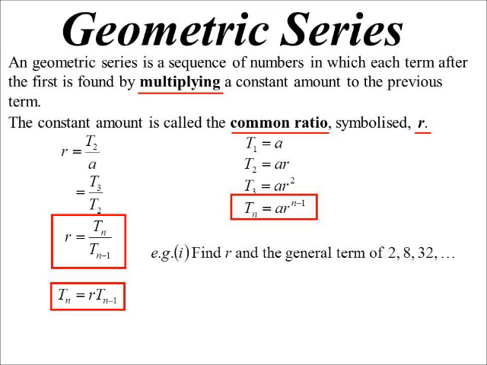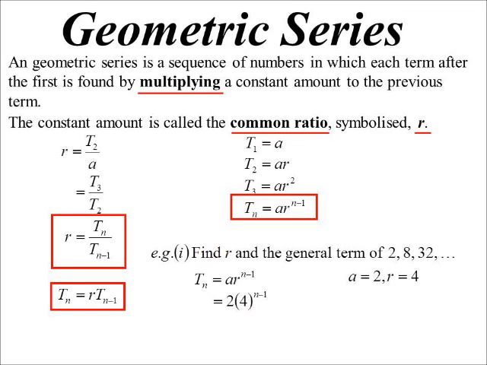So, alright, here's our pattern. 2, 8, 32, we're going to find what the ratio is and the general term. So we can really just look at this because we've got the consecutive ones. 8 divided by 2 is 4, so there's my ratio, and the first term, of course, is 2. So my general term, AR to the n minus 1. So A is 2, R is 4.